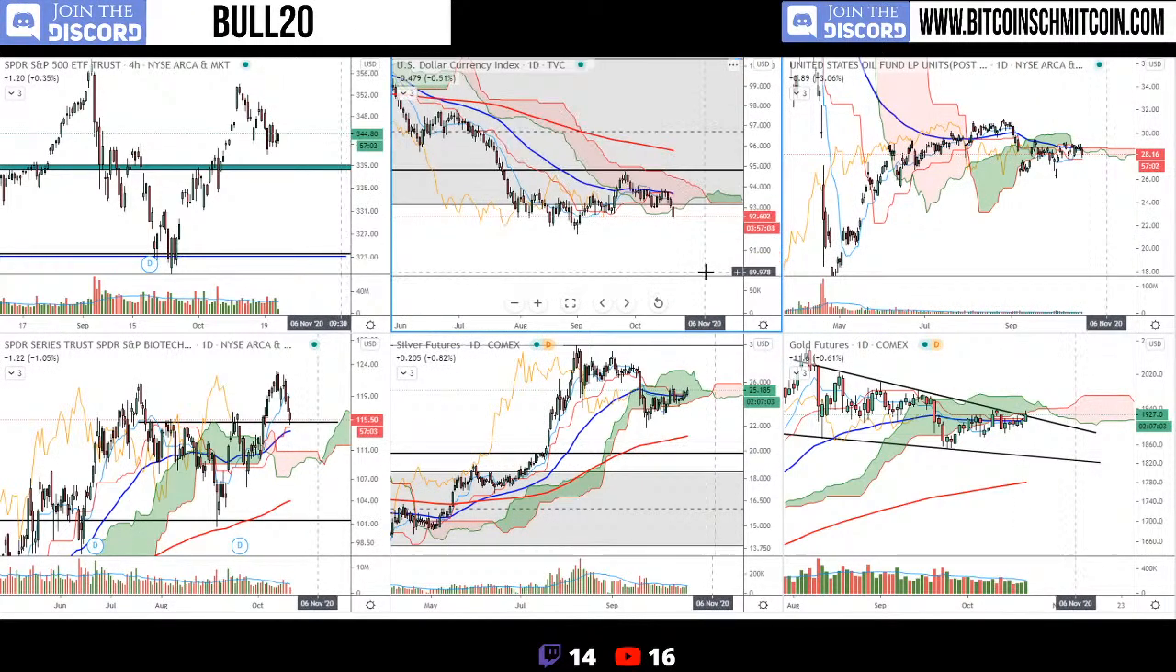Okay. My windows got reorganized again. Sometimes TradingView does that, man. I don't understand.